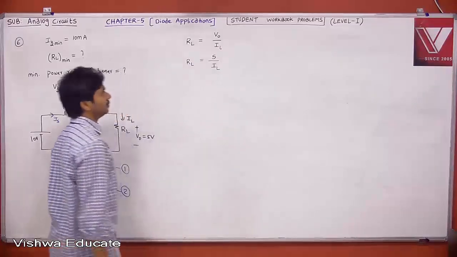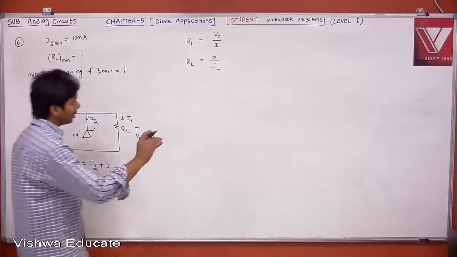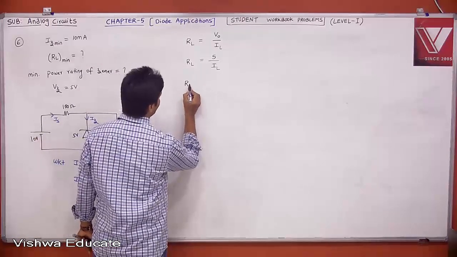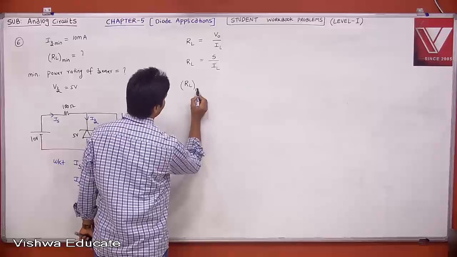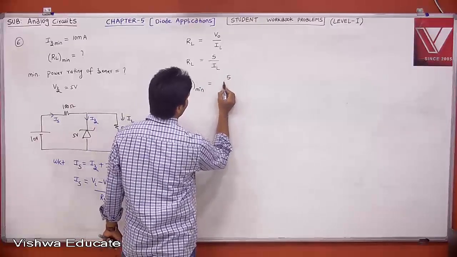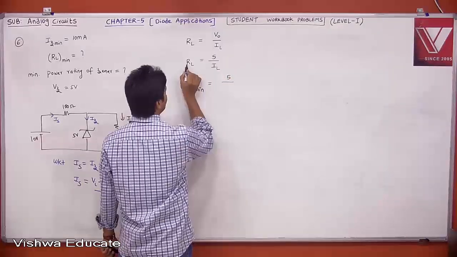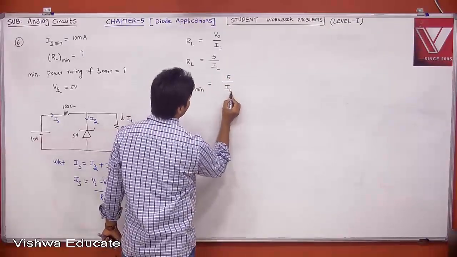But what do you want to find? You want to find the minimum load value. Therefore, your RL should be minimum. Tell me, when I say RL is minimum, this should be minimum. Therefore, can I say this is 5 only? For what value of IL will this be minimum? Can I say when IL is maximum?